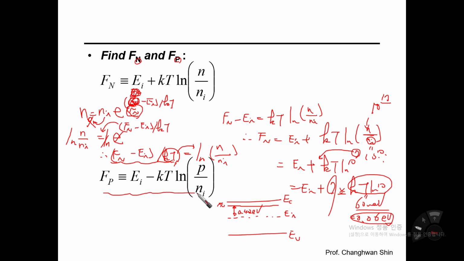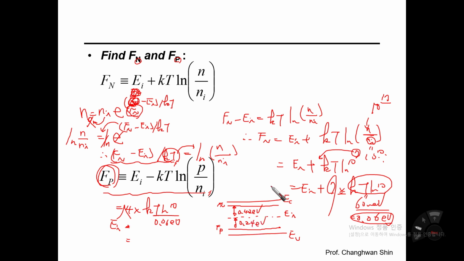Similarly, you can repeat the calculation for Fp, F sub p, and you're gonna end up with 4 times kT ln 10. Oh, I missed the Ei. Ei minus 4 times kT ln 10. So Fp, the quasi-Fermi energy level for hole, is Ei minus what? 4 times 0.06 electron volts. So 4 times 0.06, 0.24. So Fp is 0.24 electron volt below Ei.